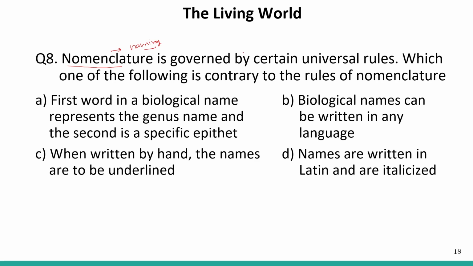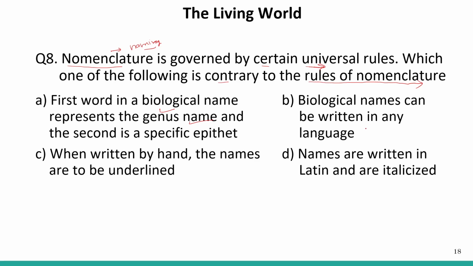Okay, naming, nomenclature is governed by certain universal rules. Which one of the following is contrary to the rules of nomenclature? Now, first option is, the first word in a biological name represents the genus name, and the second is the specific epithet. Option B is, biological names can be written in any language.